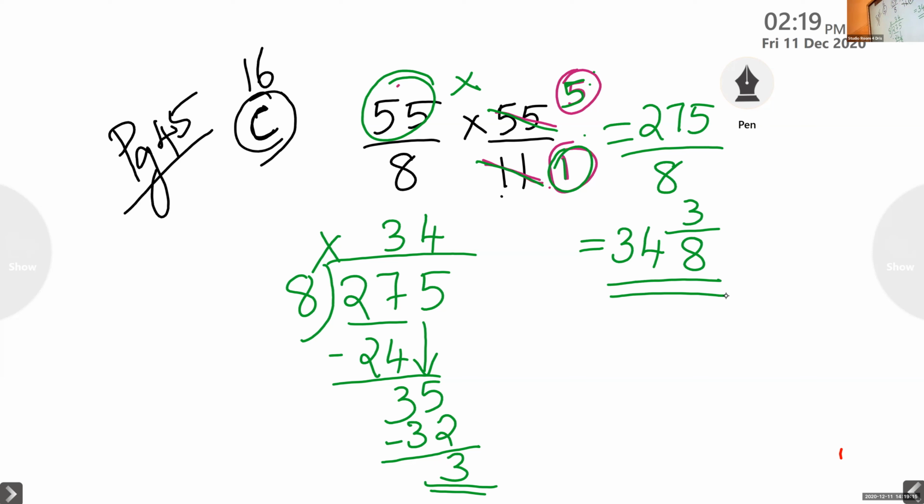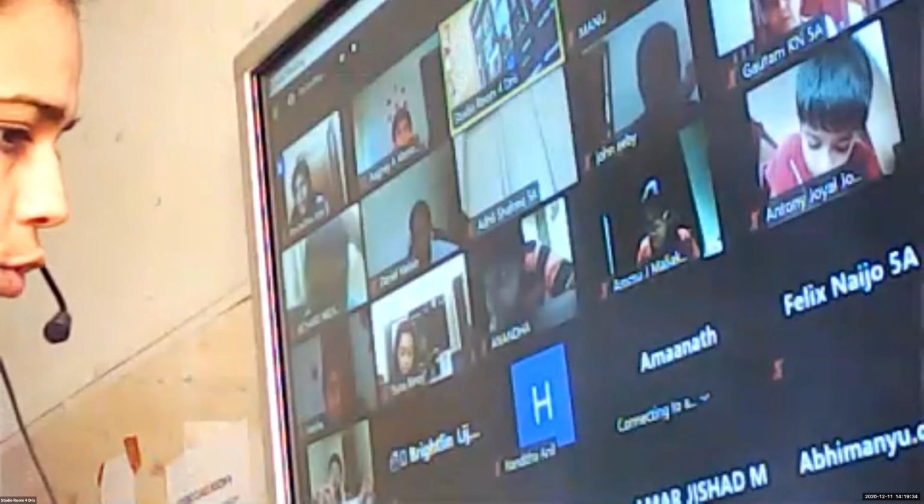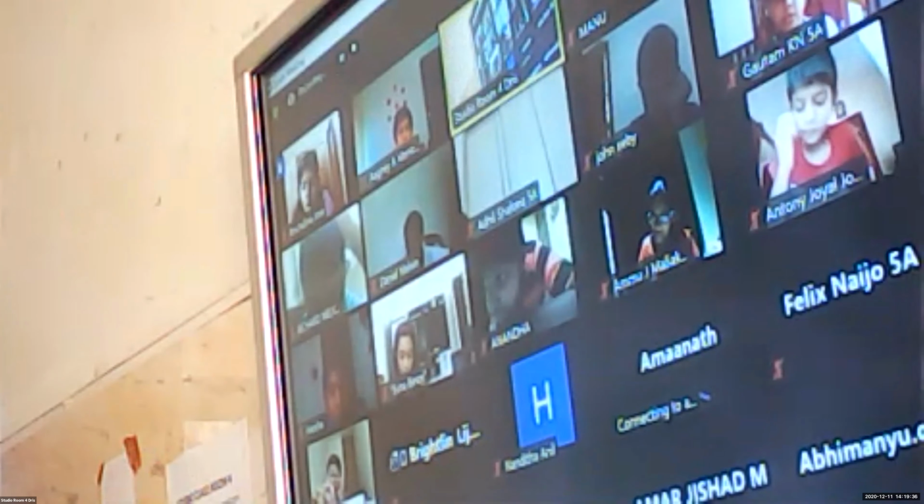So children, here 55 into 5. I told you here we can take one number on the top, one number below, or you can take 55 and 11 cross, but no problem. But you have to multiply 55 into 5 and you will get the answer: 275 divided by 8. The answer is 34 and 3 by 8. Did all of you get the answer?